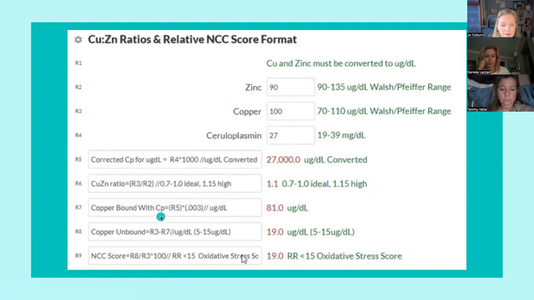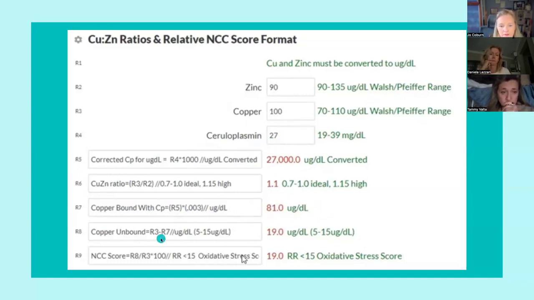And then copper bound with ceruloplasmin. This is for this level of ceruloplasmin, 27, right? So you take the corrected number. For 27 milligrams per deciliter of ceruloplasmin, you correct it, you multiply it by 0.003, and then you get how much copper this amount of ceruloplasmin can bind.